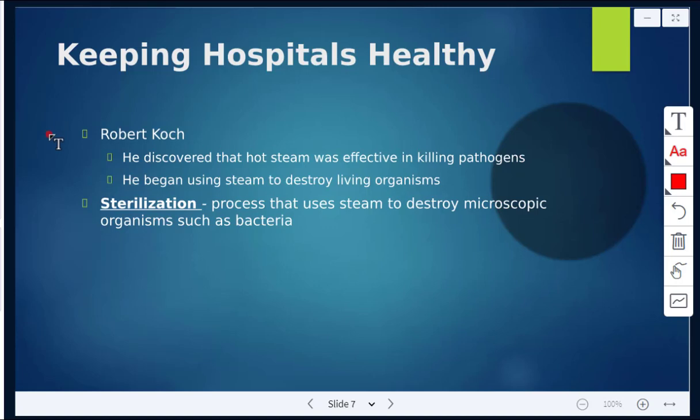Then Robert Koch discovered that hot steam was effective in killing pathogens. So he began using steam to destroy living organisms. All right, so sterilization is what he found. It's the process that uses steam to destroy bacteria.